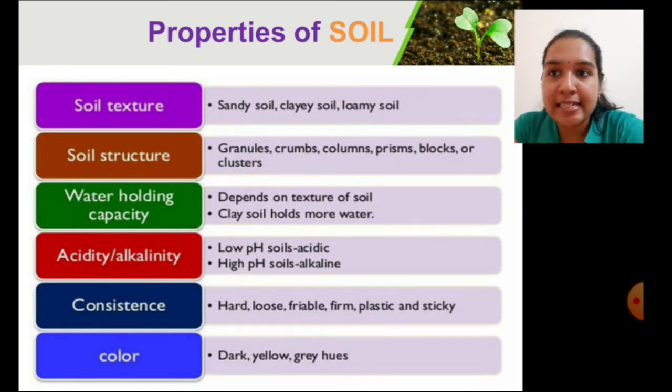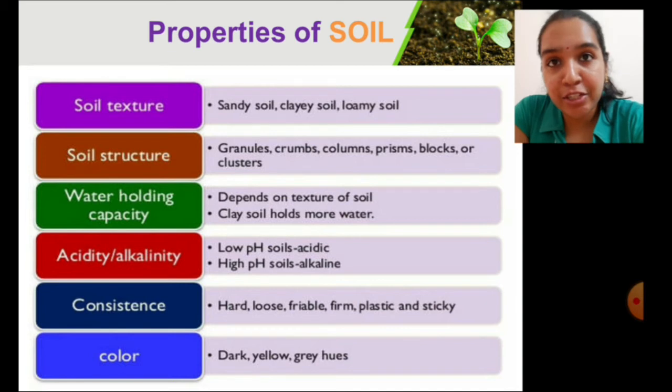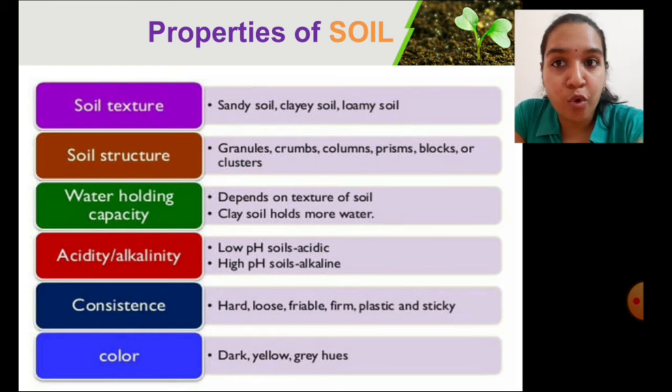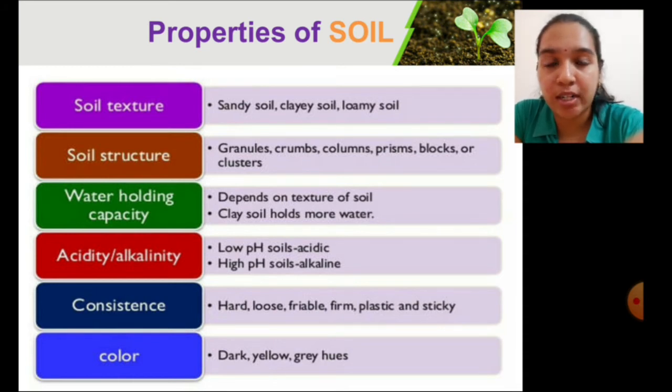For example, let us consider water holding capacity, where you can see one type of soil type has its texture and the other clay soil holds more water. Means we have differentiated the type of soil based upon the water holding capacity also. So clay holds more water and the other soil types usually comparatively hold less water than clay soil.